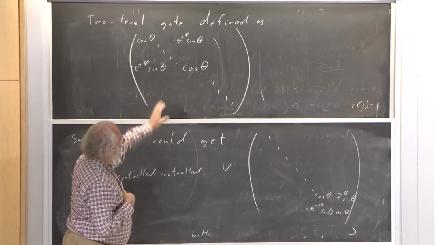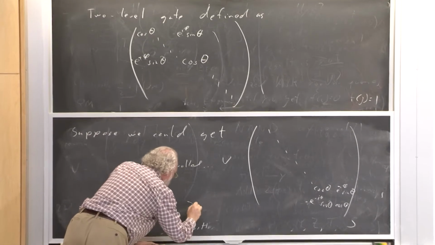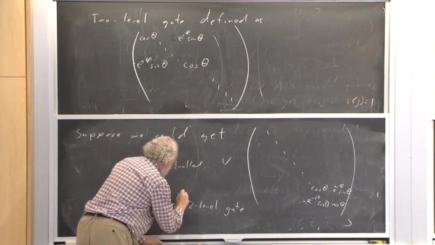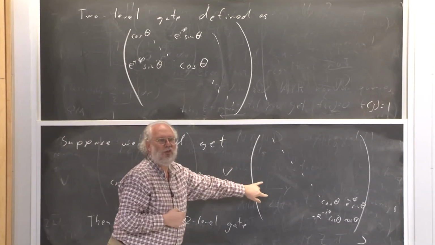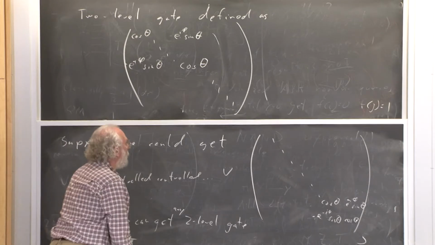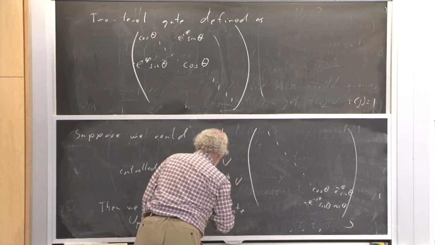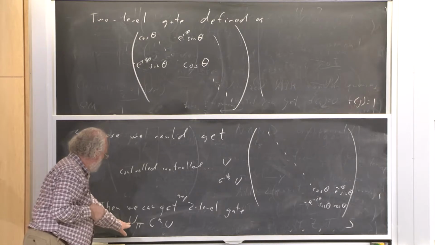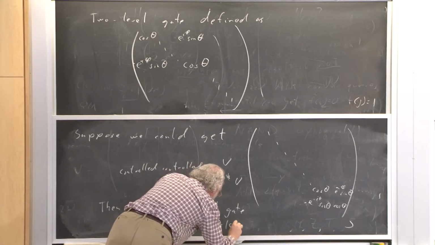Well, then I want to claim we can get a two-level gate. Any two-level gate. Why? Well, this is just a permutation of the rows and columns of this. And we can apply U sub pi, so call this c to the k U. So this is some permutation U pi dagger equal to our two-level gate.